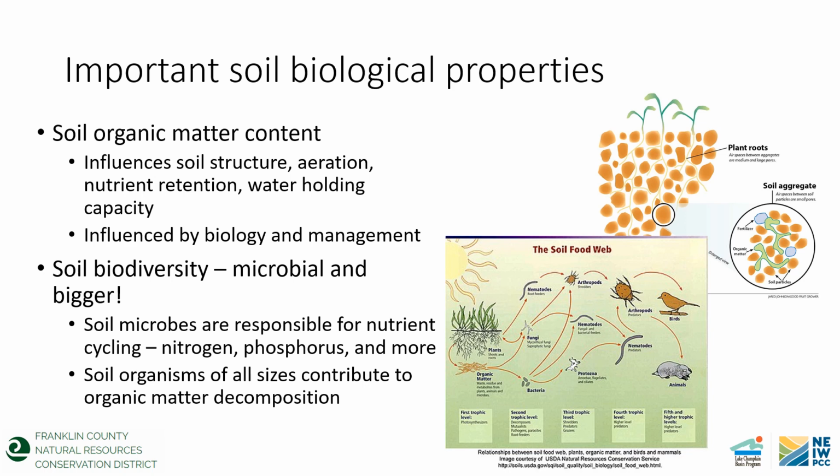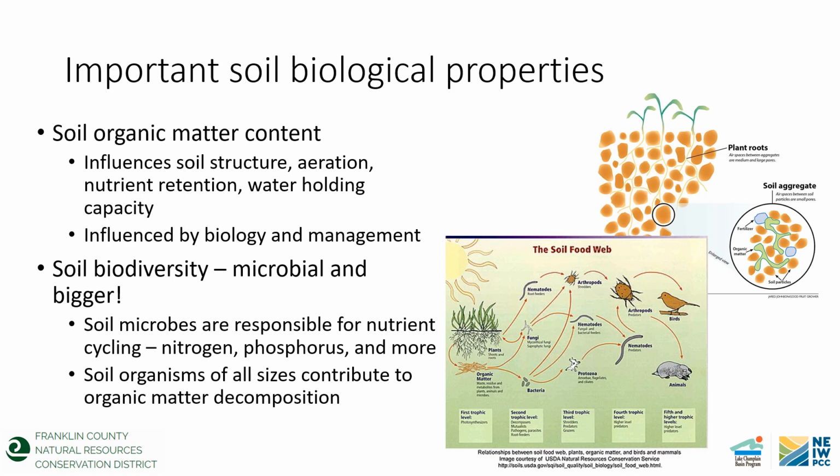And soil organic matter is also very important in driving soil aggregation. Soil organic matter is literally what glues soil aggregates together, so organic matter content influences soil structure, aeration, nutrient retention, water holding capacity, and more. Soil organic matter is most strongly influenced by biology and management. When there's a lot of living plants and active biology, soil organic matter will accumulate naturally. Tilling soils allows organic matter to be oxidized because they're exposed to air, which results in the loss of soil organic matter.